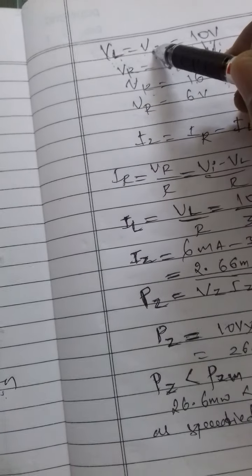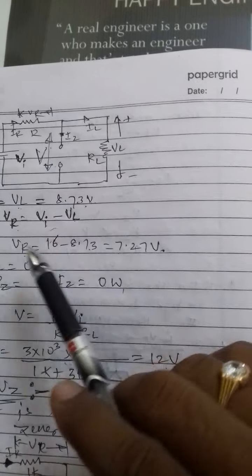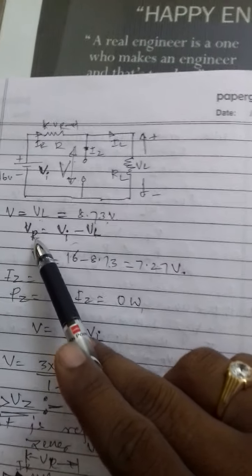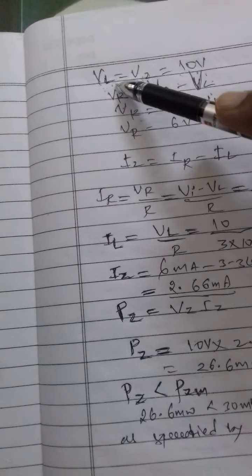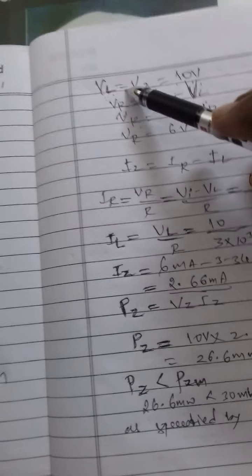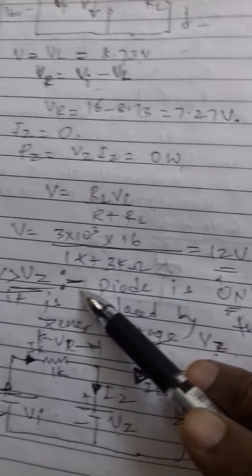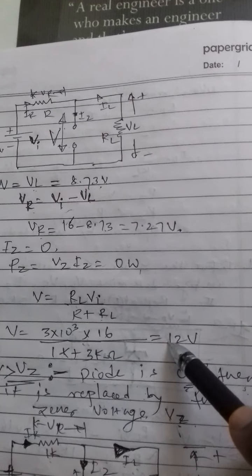Here is how the change takes place. When the Zener is off, VL is equal to V. But when the Zener is on, VL is equal to Vz. It is not equal to V, because here V is 12 volts.